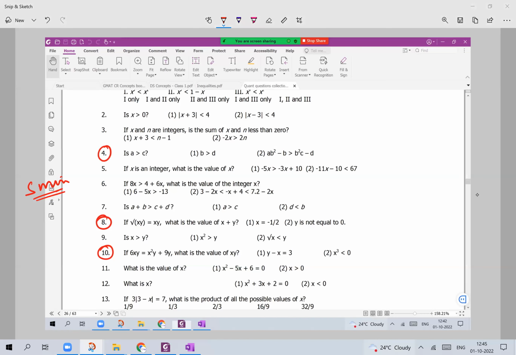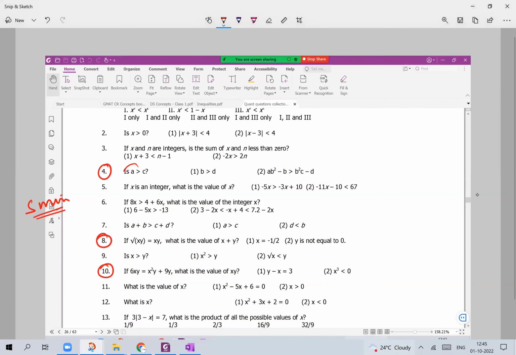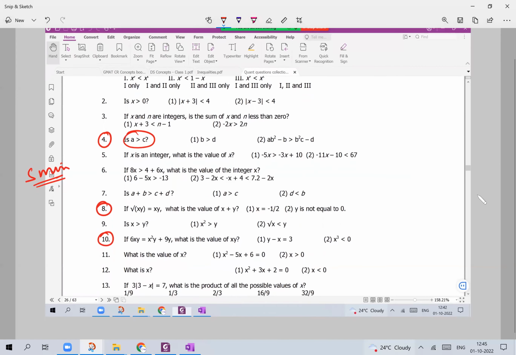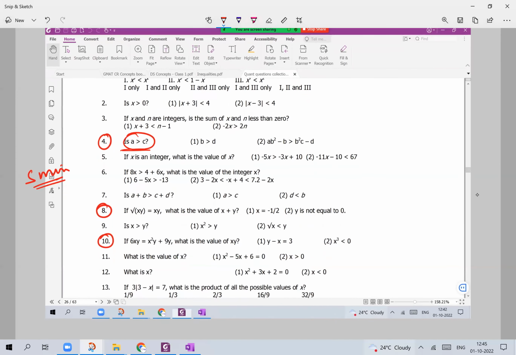What is the answer for question 4? So see, question 4 asks: is A greater than C? That's my simple question. Now, let's not think too much into the question because it's a data sufficiency type of problem. There are two separate variables, and I don't have to bring it to one side right now. So statement 1 says B is greater than D. Absolutely not sufficient because it doesn't talk about A and C at all. Is that very clear?